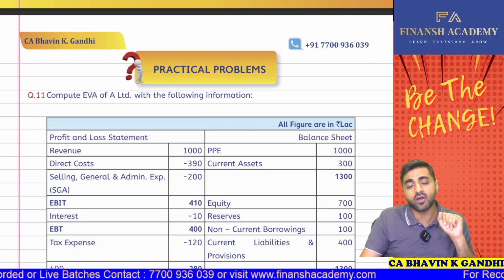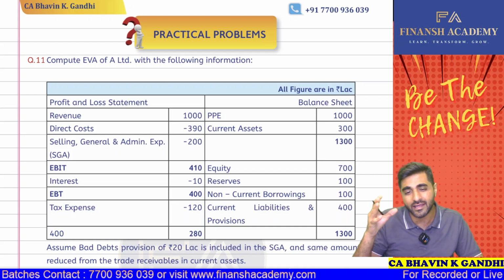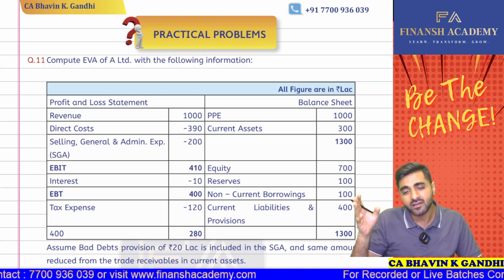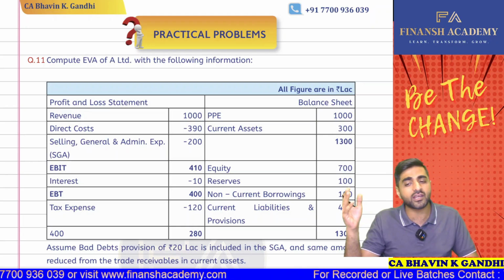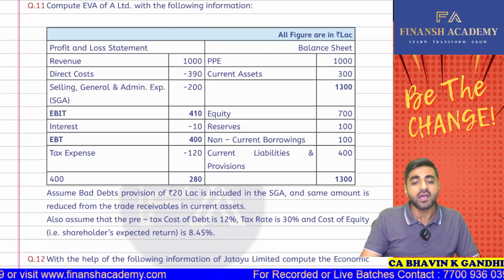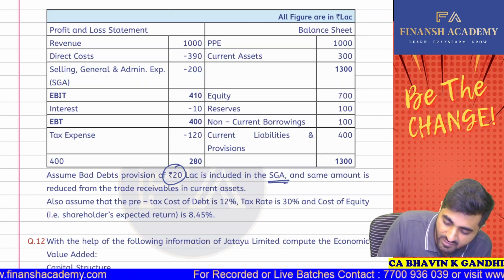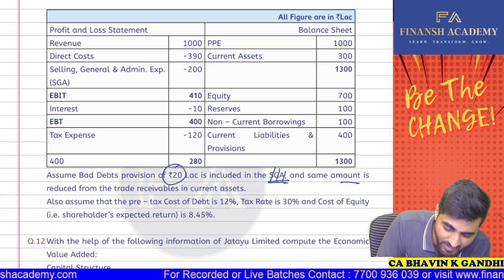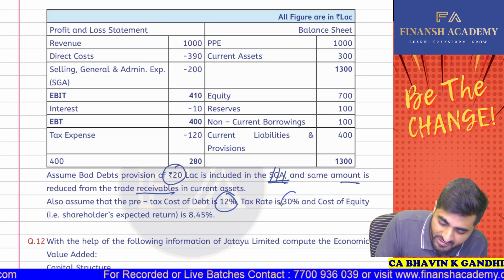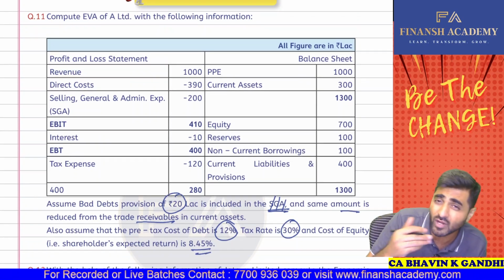Now, in this particular question, you can see this is your revenue, direct cost, EBIT, less interest, EBT, tax, and then we have property, plant and equipment, current assets, equity, reserves, non-current borrowings, and current payables. Assume that the bad debts provision of 20 lakhs is included in selling, general and administrative expenses, and the same amount is reduced from the trade receivables. The pre-tax cost of debt is 12%, the tax rate is 30%, and the Ke is 8.4. Based on this, we are required to calculate EVA.